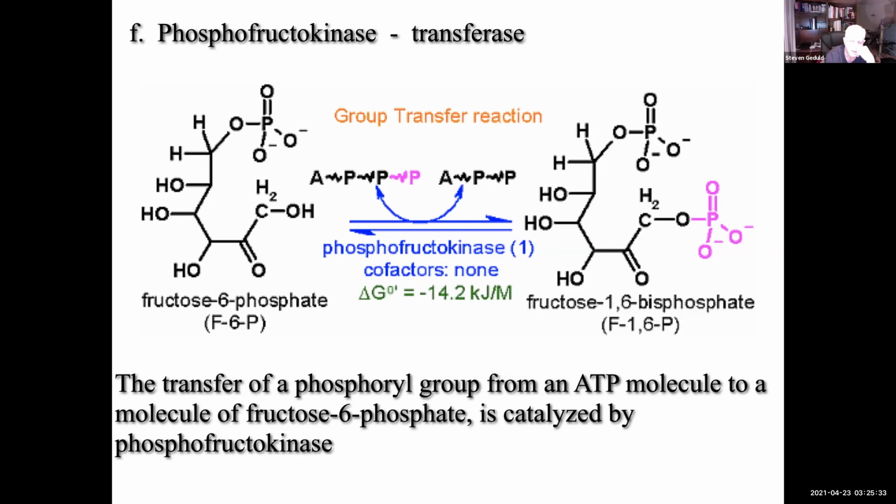So the transfer of a phosphoryl group from an ATP molecule to a molecule of fructose 6-phosphate is catalyzed by phosphofructokinase. So you're taking the phosphate group from ATP and adding it to the fructose 6-phosphate.